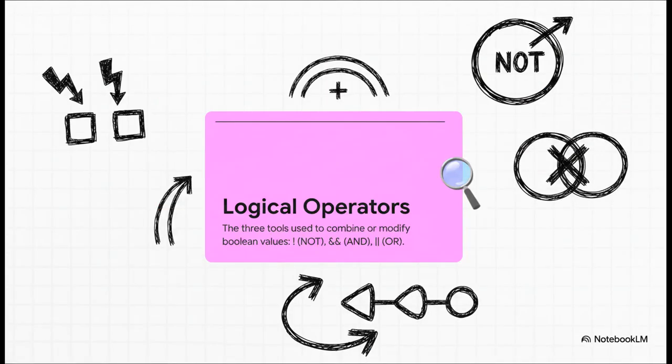Okay, so how do we work with these true and false values? Well, we've got three main tools, our logical operators. First up is not, the exclamation mark. It's super simple. It just flips a value. True becomes false, false becomes true. Easy. Then we have and, written with two ampersands. You can think of and as the strict one. It needs both sides to be true for the whole thing to be true. And finally there's or, the two vertical bars. Or is way more chill. As long as just one side is true, the whole expression is true.